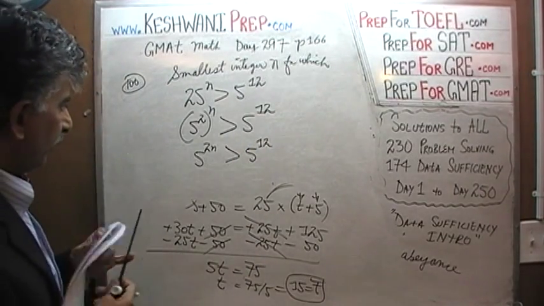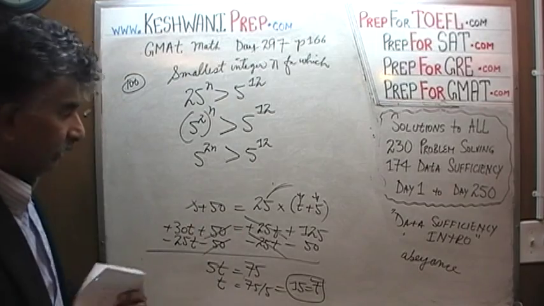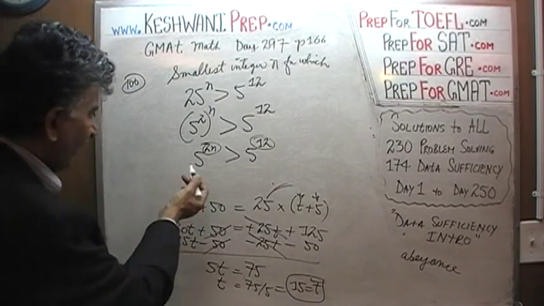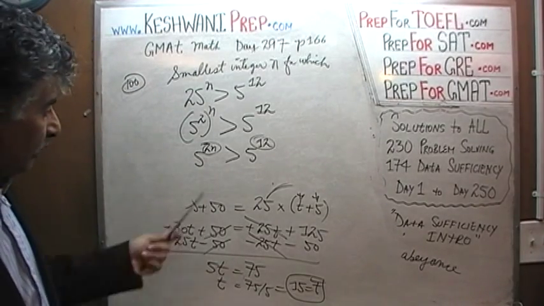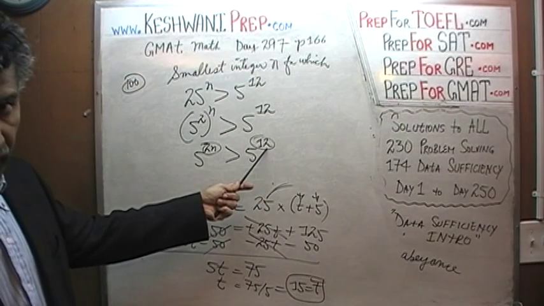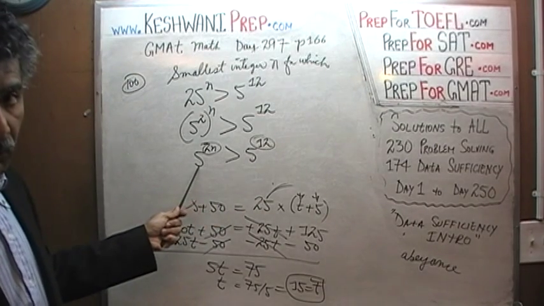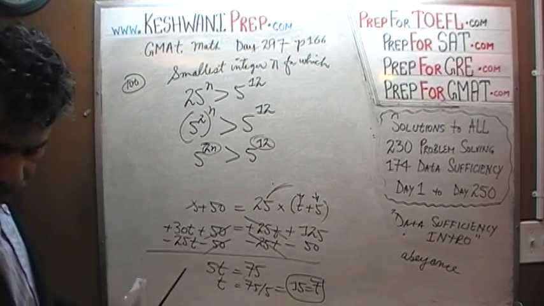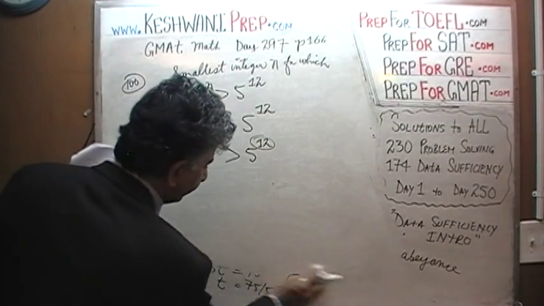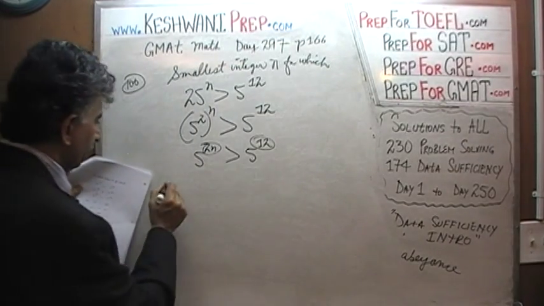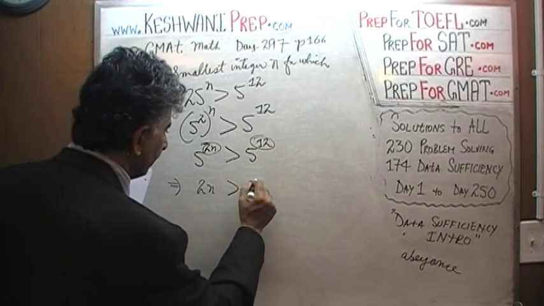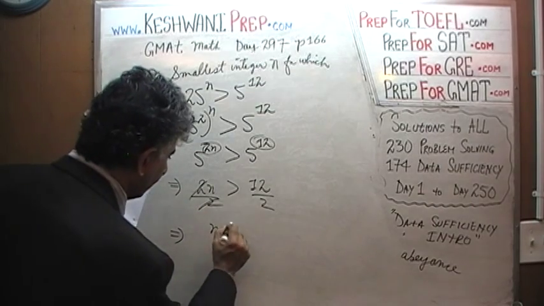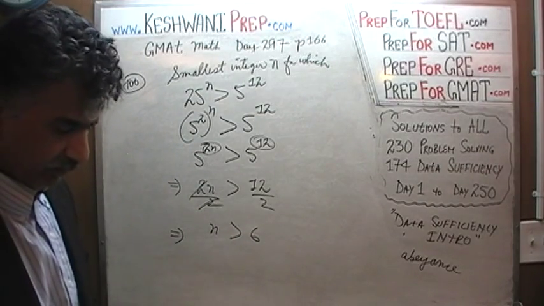Now, because of the fact that these two quantities have the same base, 2 times n would have to be greater than 12 in order for this to be true. In order for 5 raised to 2n to be greater than 5 raised to 12, the only way that's going to happen is if this exponent 2 times n is more than 12. Let's continue. So this implies that 2 times n would have to be more than 12. And if we divide both sides by 2, that in turn implies that n would have to be more than 6. N has to be more than 6.